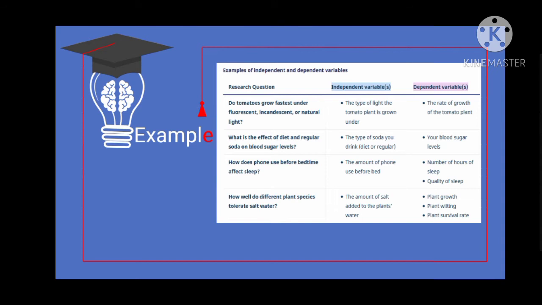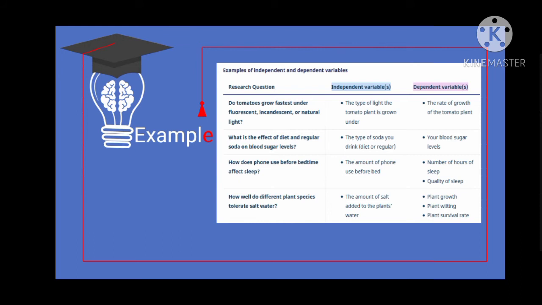Second, what is the effect of diet and regular soda on blood sugar levels? The independent variable of this research is the type of soda you drink, which means the researcher or experimenter is going to change the type of soda. For example, sweet soda or plain soda, which is going to affect blood sugar levels. For example, when it's sweeter, the blood sugar is going to increase.